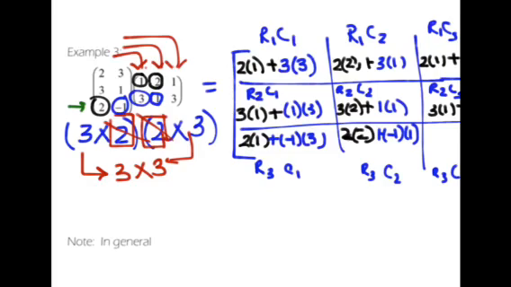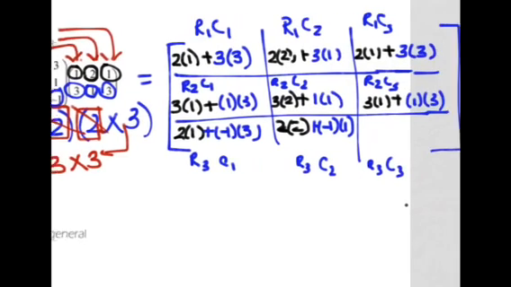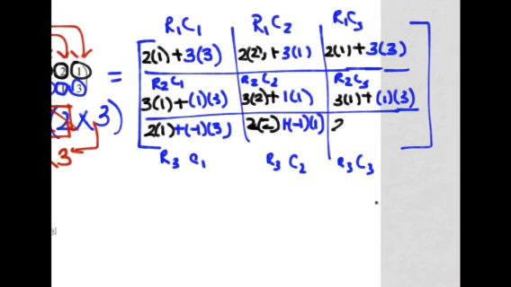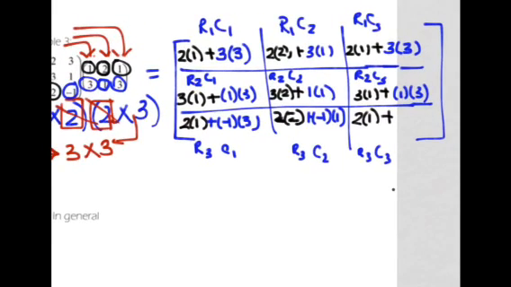Last column, this 1, this 3. So it's 2 times 1 plus negative 1 times 3.